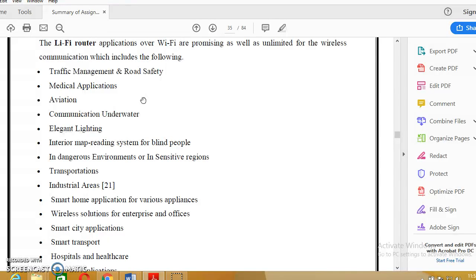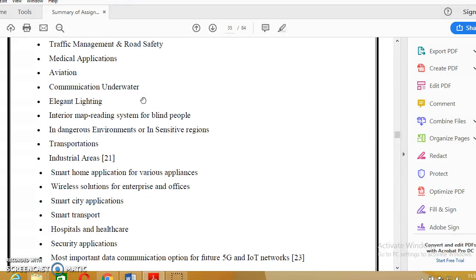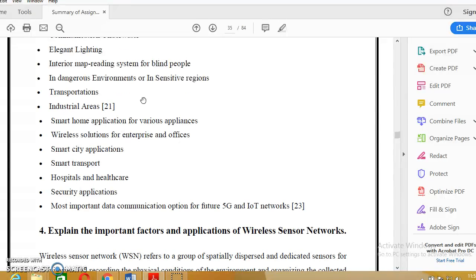Li-Fi is applied in various fields: traffic management, road safety, medical applications, aviation, intelligent lighting, transportation, industrial areas, smart home applications for various appliances, wireless solutions, enterprise and office, smart city applications, smart transport, hospitals and healthcare. So Li-Fi is used in various fields. It provides a lot of advantages and it has many features. In future it will be the most effective one.